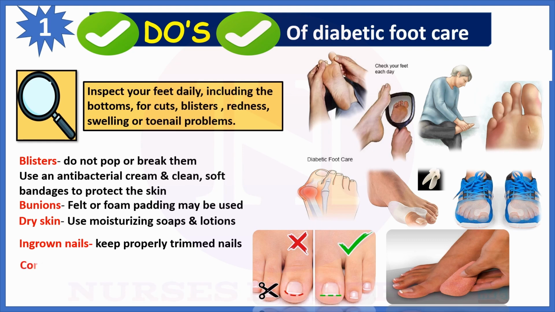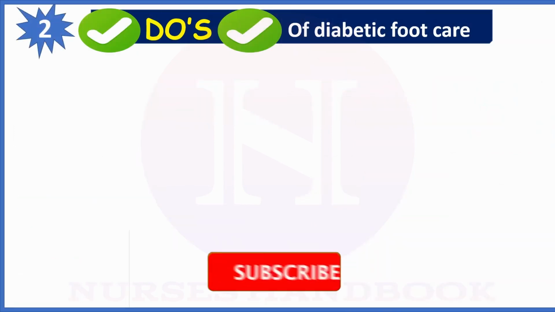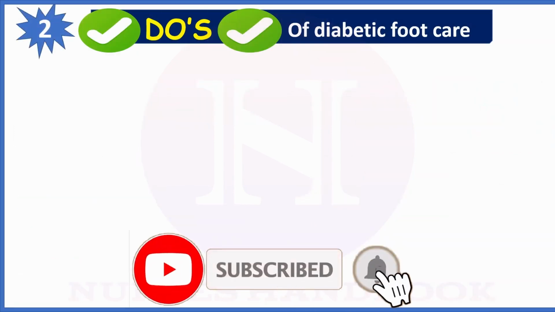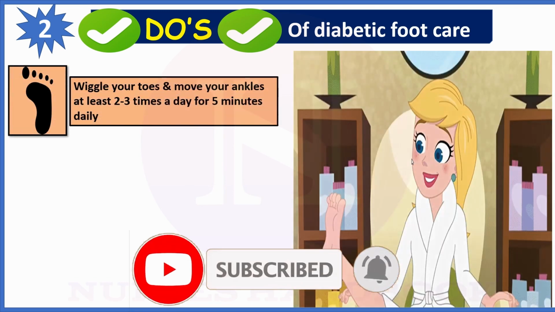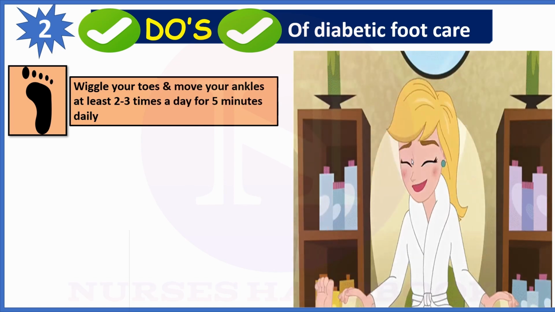Now, what to do in case of corns and calluses? Use a pumice stone to gently remove the buildup of tissue, especially after taking a bath, as it makes the feet soft. The second do or care in diabetic foot is wiggle your toes and move your ankles at least 2 to 3 times a day for 5 minutes daily.